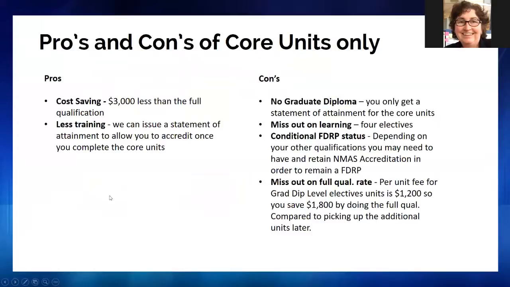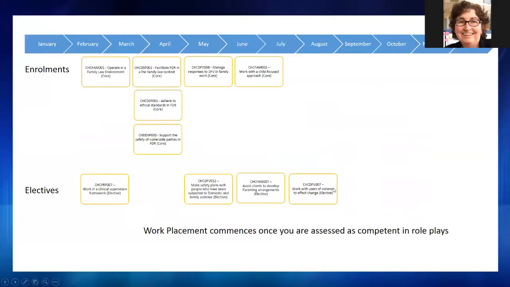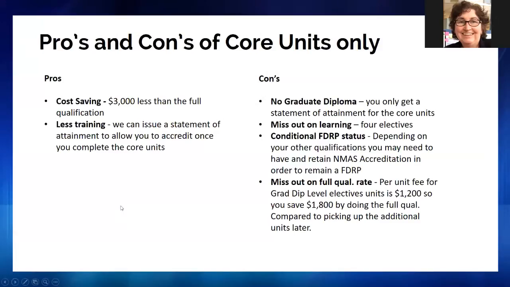One of the first decisions you need to make is, do you want to do the core units only? If you're comparing our course with the one offered by College of Law or Bond, they're a higher ed provider, and their course is equivalent to the core units. So it's not the same as doing the full qualification. It's the same as if you did the core units. So you do save some money on the core units. It's $3,000 less than the full qualification. And you do less training, so there are some elements that you wouldn't get.